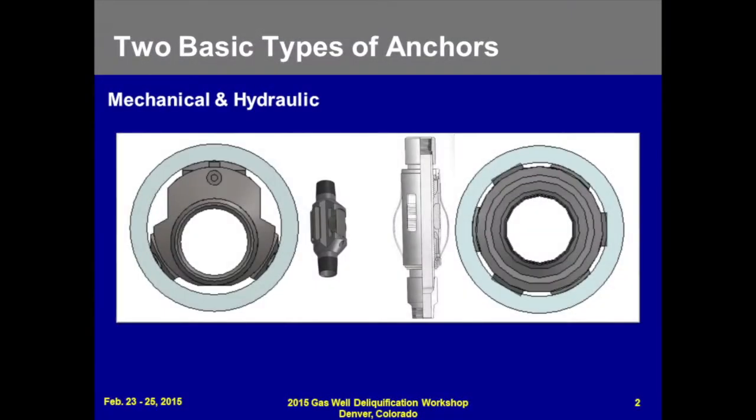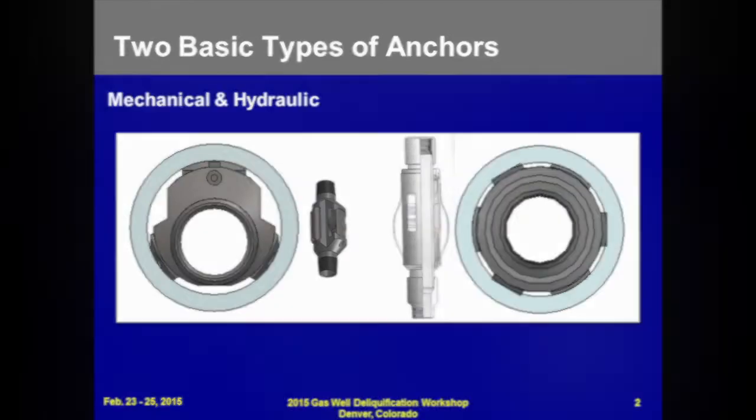In this talk, we'll be discussing flow rates past two different types of anchors used in rod pumped wells. We won't be discussing the specific mechanics of the anchor, only the flow rates between the casing and tubing. As you can see here, there's a cross-sectional area. This area is what we'll be exploring in this talk.